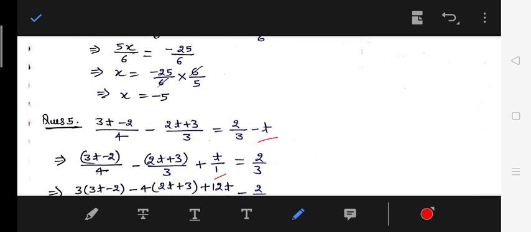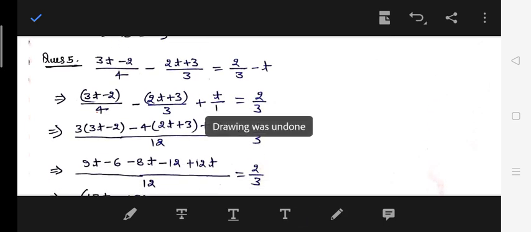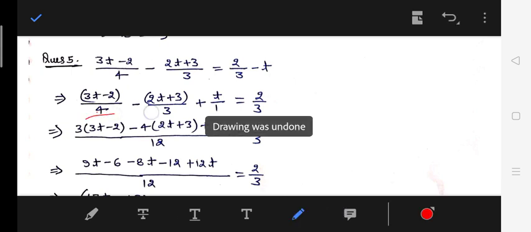Now I have written the bracket (3t minus 2) upon 4, that is, 3t minus 2 divided by 4. 4 is the denominator of the whole value. So I have written that in the bracket, (3t minus 2) upon 4, and similarly I have written (2t plus 3) upon 3 in the bracket. Now what is the LCM of 4, 3 and 1? The LCM of 4, 3 and 1 will be 12. So I have taken the LCM 12.